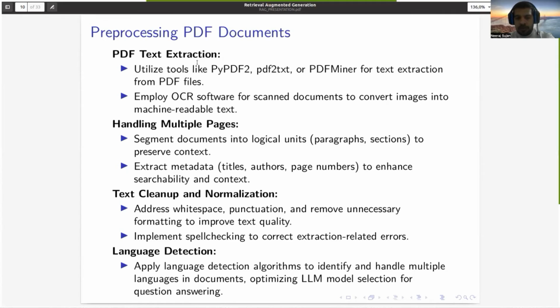I'm based in Europe, and I work with a lot of multilingual documents. So this also becomes important. It's not just a monolingual document. You have to tag your results with the language. Tag the documents with the language.